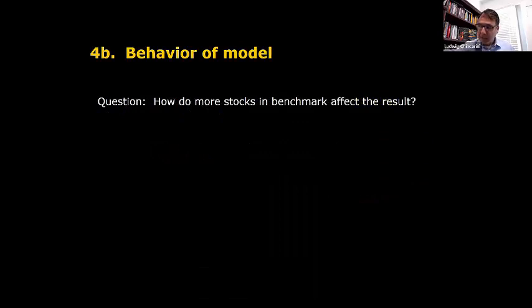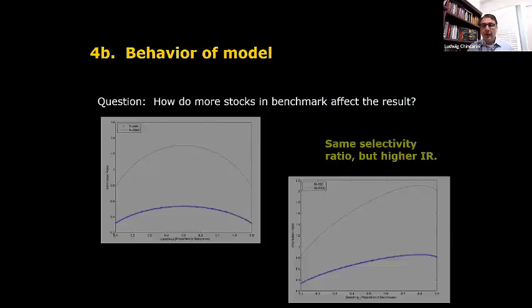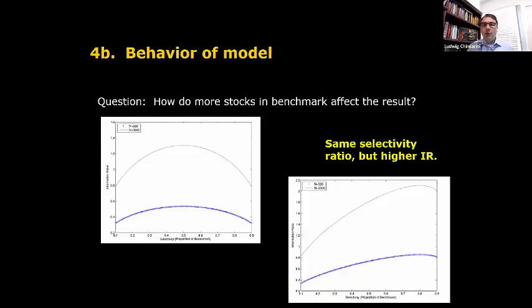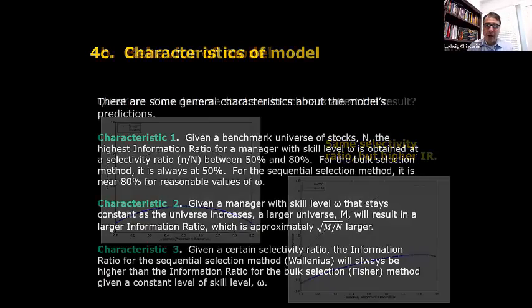So where do we go next? How do more stocks affect the benchmark? You might think it affects the results. They don't. So the more stocks you have, if your benchmark is the Russell 2000, the only difference is you hold more stocks and your information ratios are higher. That's the only difference in the theoretical model.